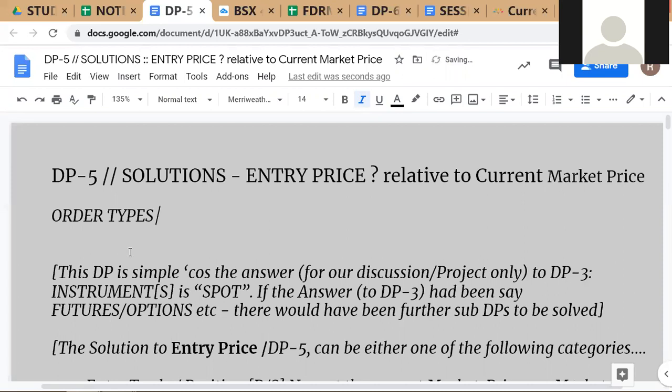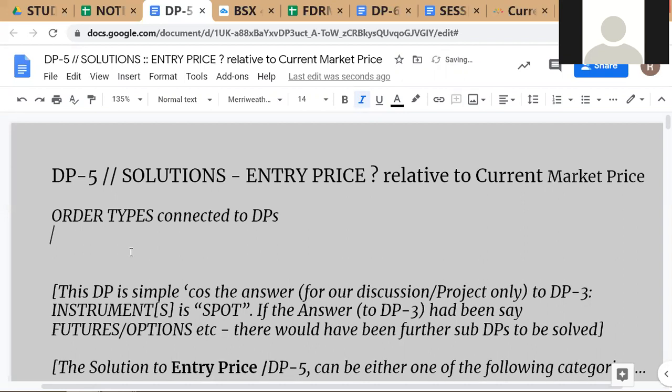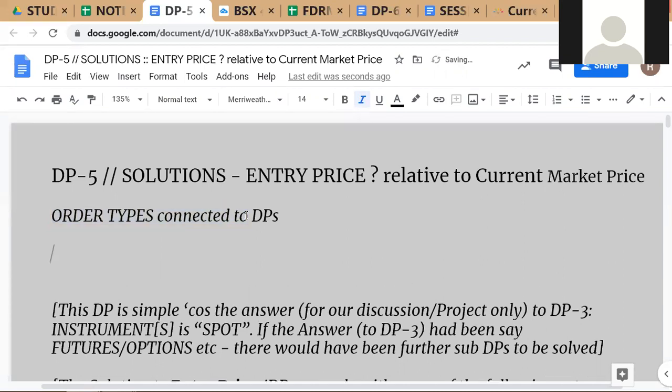Order types connected to DPs. All right. You all know DPs by now. That is 1. Order types are connected to DPs. And second is order types related to market views. Let's change the language a little bit in this case.